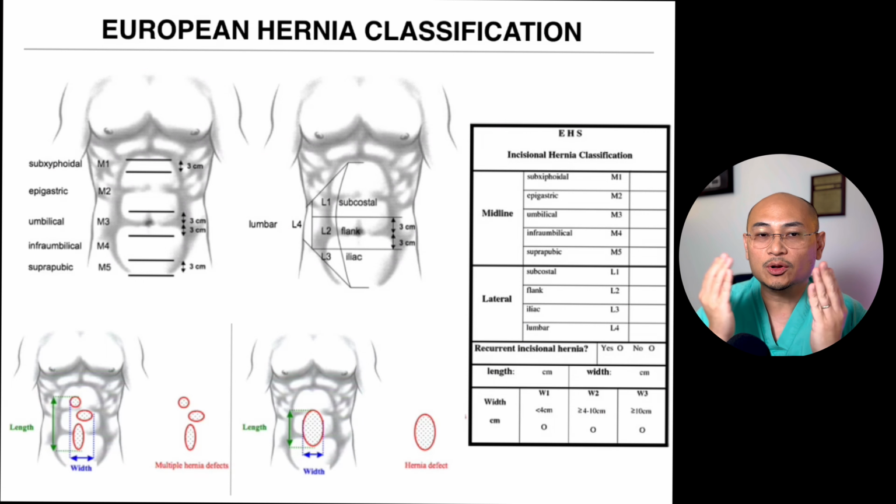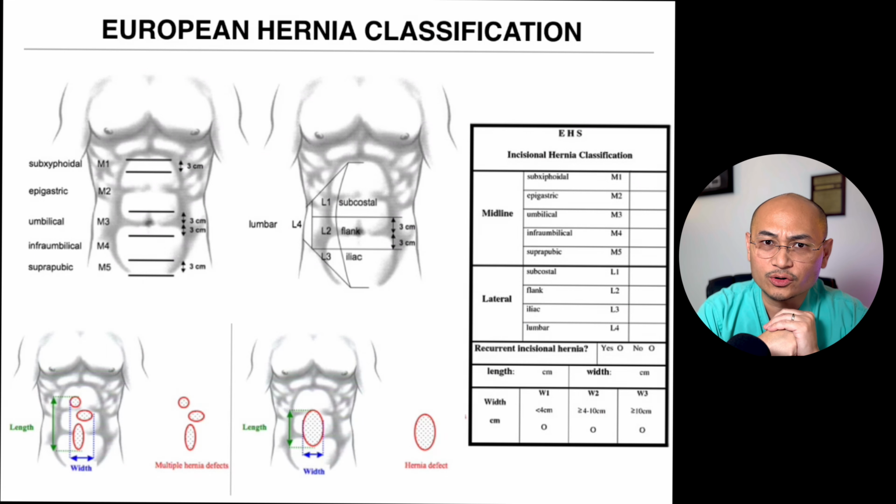The next one is location. In the abdominal wall, you can use the European hernia classification. You could look at these guidelines to serve as a nomenclature in which hernia surgeons or other general surgeons can communicate properly, labeling hernias based on size and location, and that may help with preoperative planning.